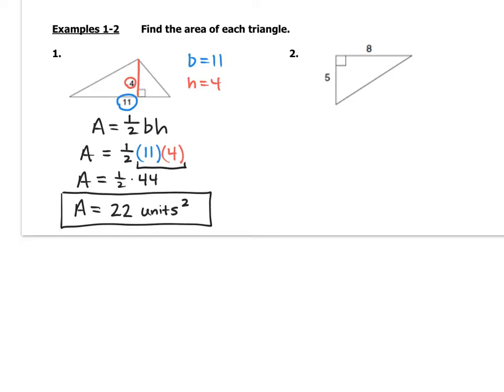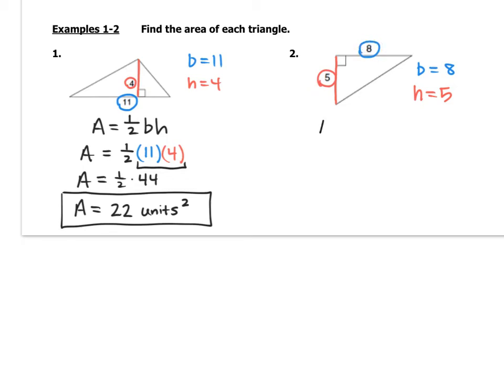Okay, number 2. We can call either side the base. So I'm going to call this side 8 the base of the triangle. And then the height of the triangle is the distance from the base to the opposite vertex. Well, in this case, that distance is the other side of the triangle. From here to here would be the height. H equals 5. I could have also called 5 the base, and that would have made 8 the height.